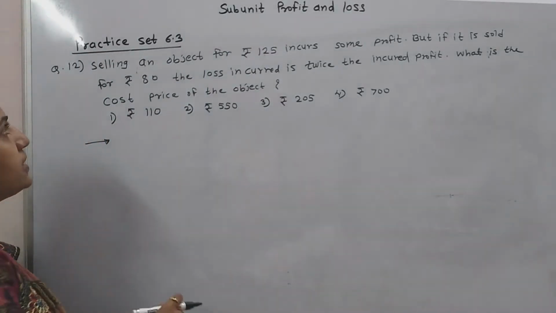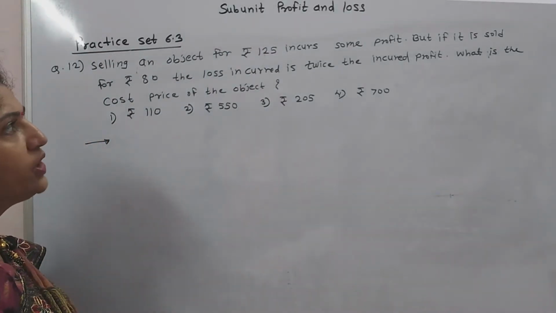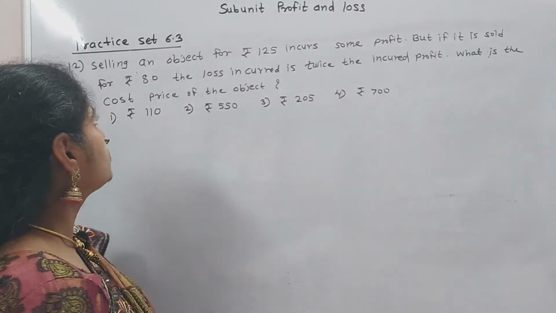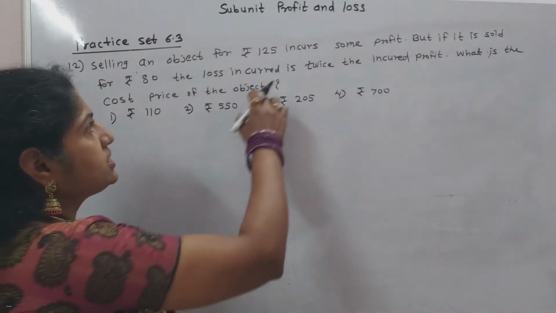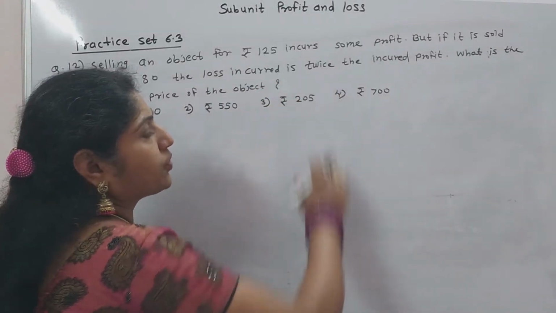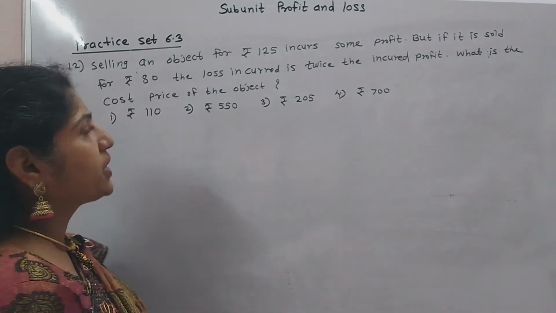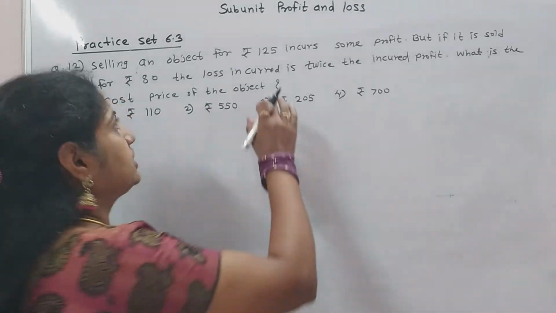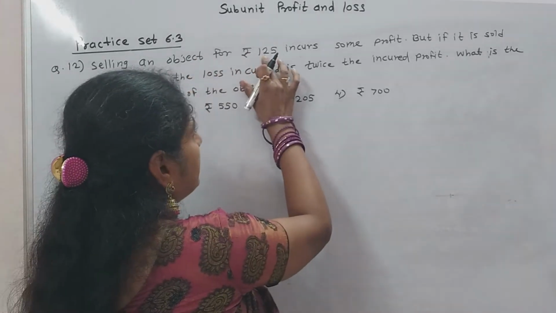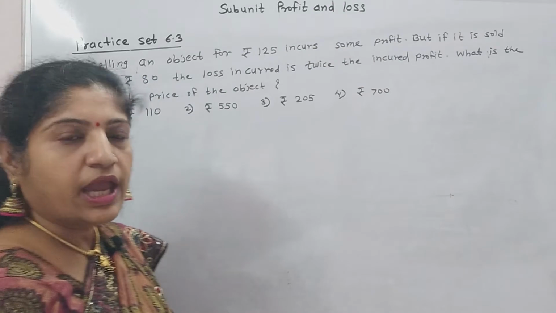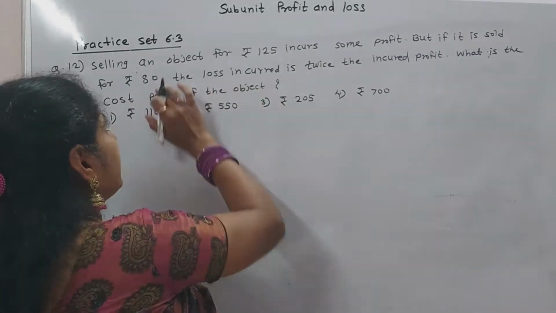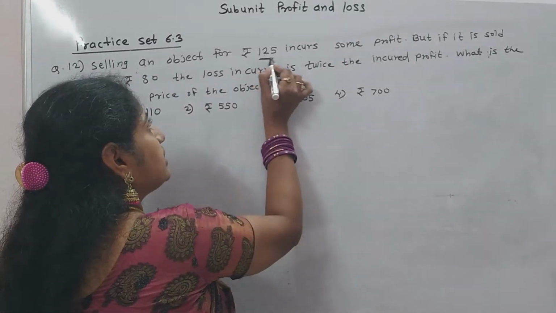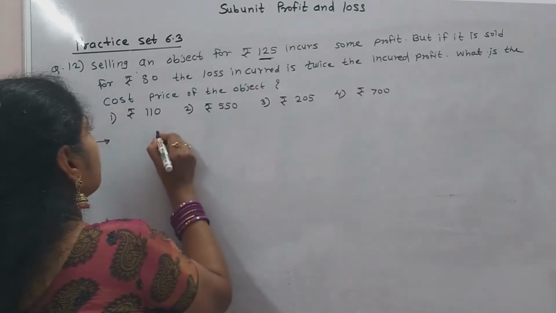Next example: selling an object for rupees 125 incurs some profit. But if it is sold for rupees 80, the loss incurred is twice the incurred profit. What is the cost price of the object? If the same object is first sold at rupees 125, there is a profit, and if it is sold at 80, there is a loss. So, this is the selling price.